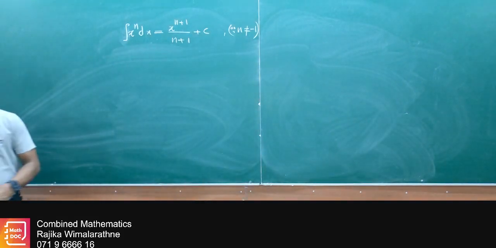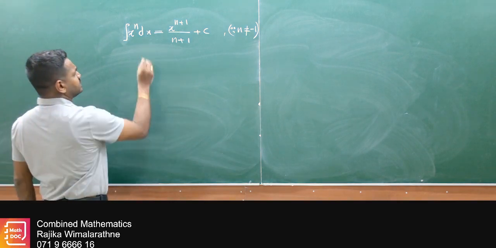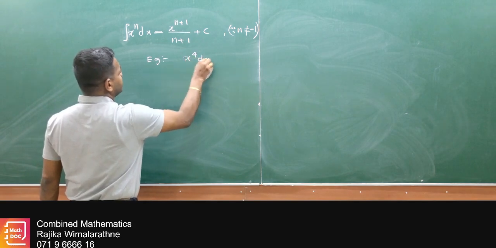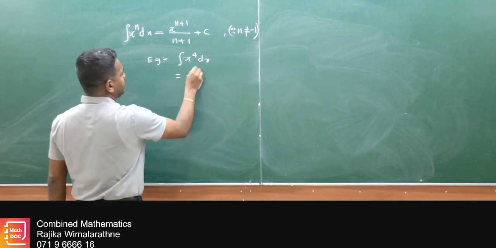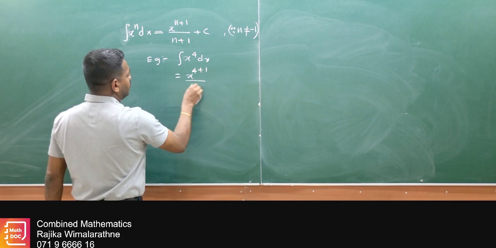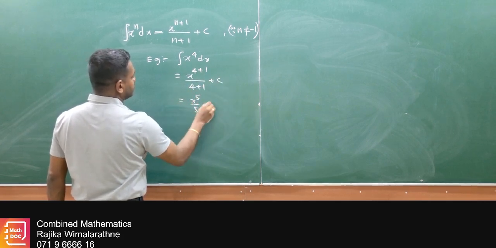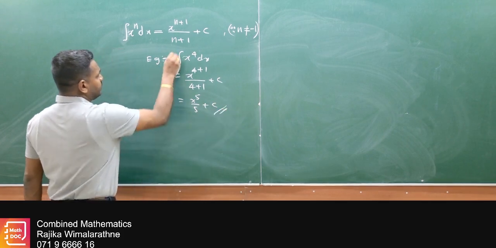Okay, now you do with me. Take this relation. See examples. x to the power 4 integral. You directly write x to the power 4 plus 1 over 4 plus 1 plus c. That is x to the power 5 over 5 plus c. That's it.